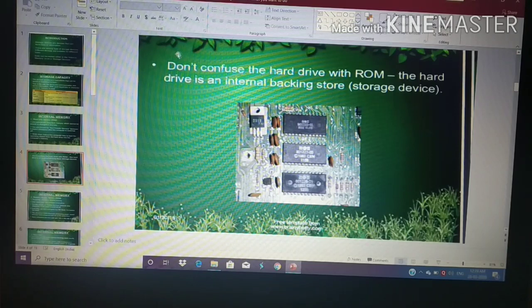Don't get confused. Do not confuse the hard drive with ROM.